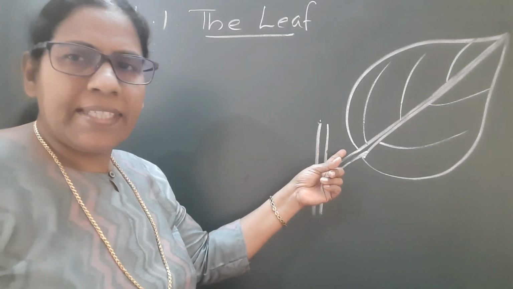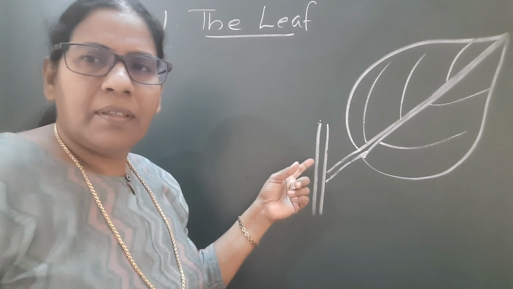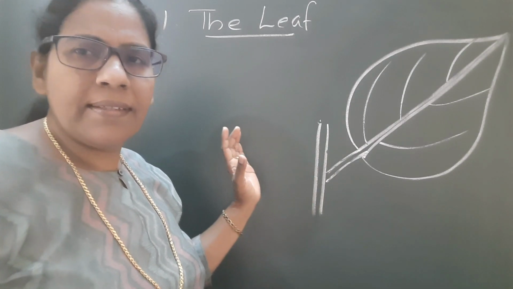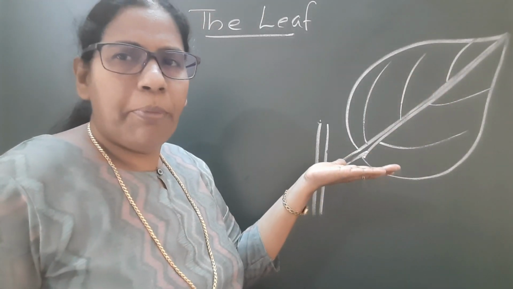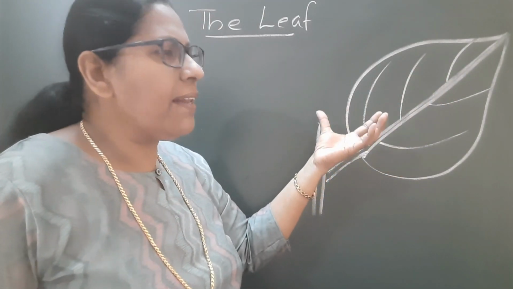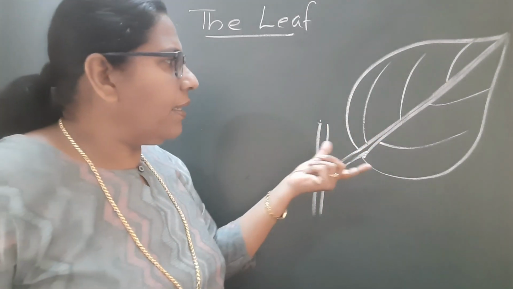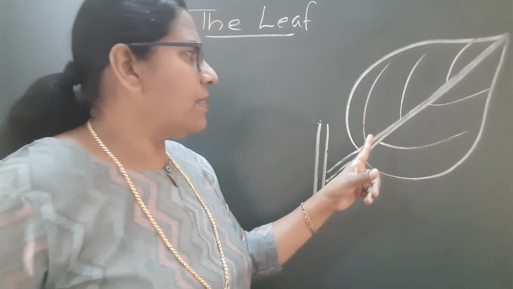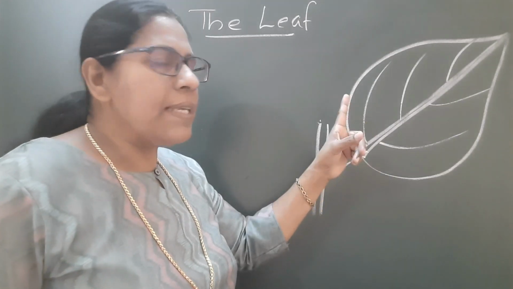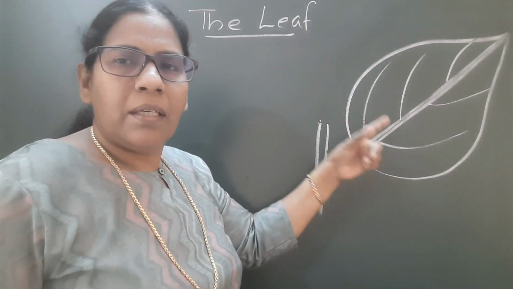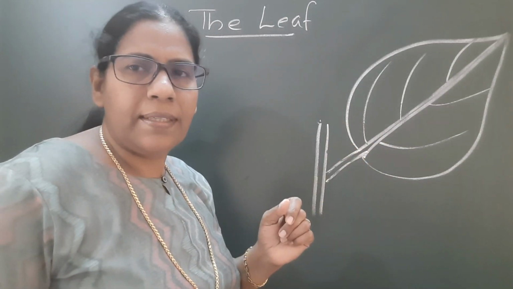What does the leaf do? It gathers sunlight. Why? Because it is broad. These broad leaves can gather as much sunlight as possible. And in the leaves there is a green colored pigment, the chlorophyll, which helps in photosynthesis.